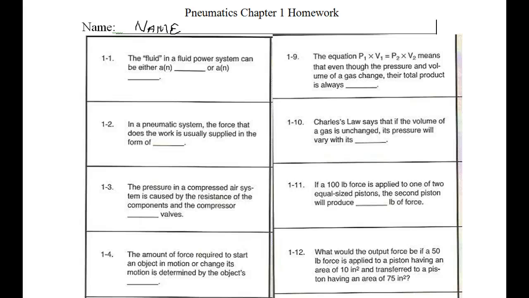So let's start. On the questions, what I normally like to do when I study is read the questions first. I'll just go through and read all the questions. Then I'll go to chapter 1, Principles of Pneumatics, and I'll start reading. When I read, it will probably jog my memory for something.